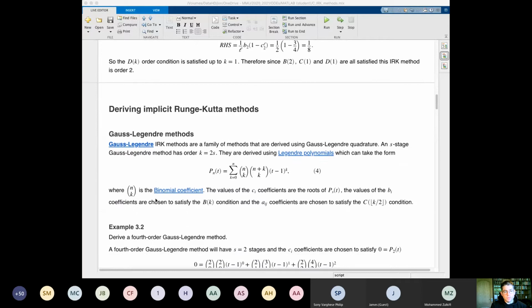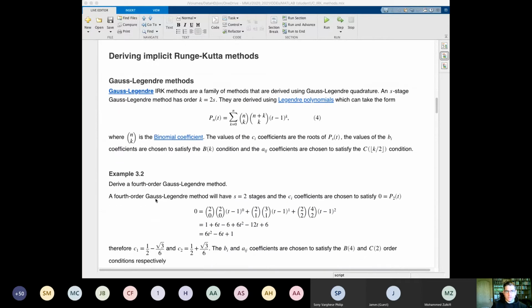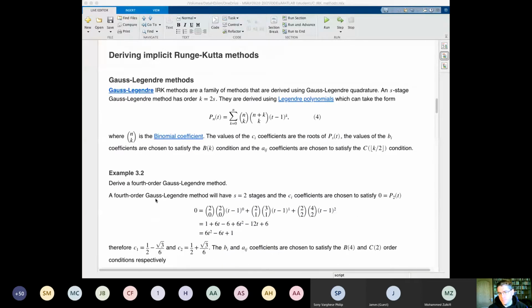Okay, so on to deriving implicit Runge-Kutta methods. Now there are several different types of methods, and I'm going to look at a few of the common ones. The first one we're going to look at is called Gauss-Legendre methods. These are a family of methods derived using Gauss-Legendre quadrature, where we're using what are called Legendre polynomials. These are solutions to the Legendre differential equation.